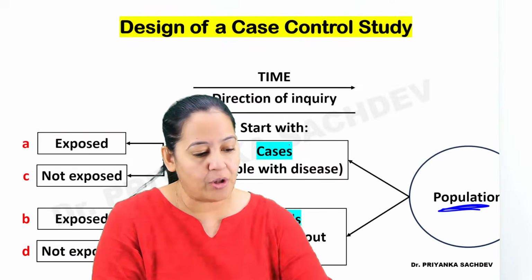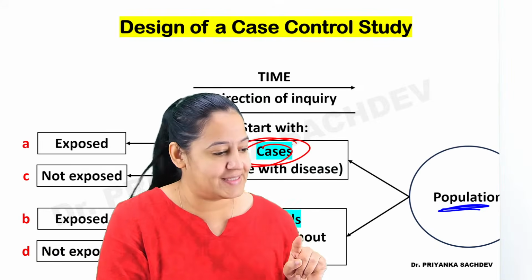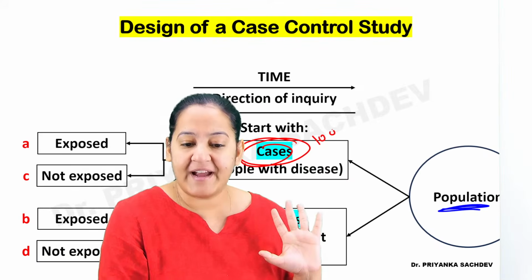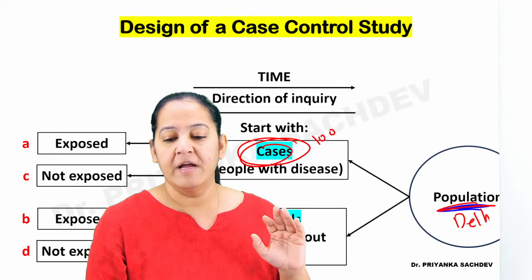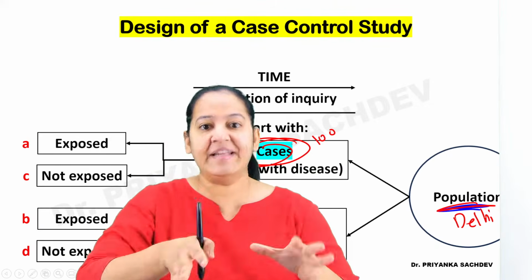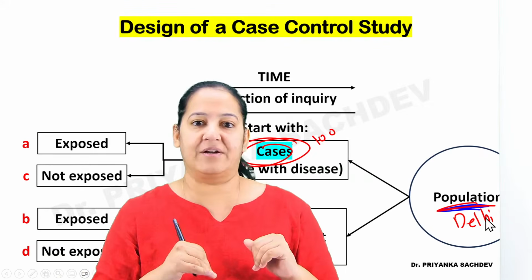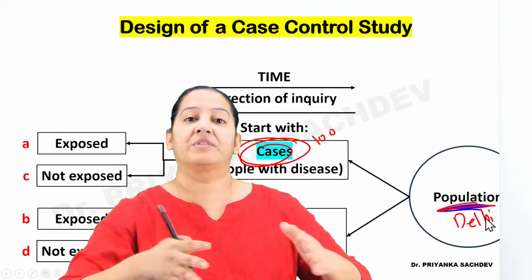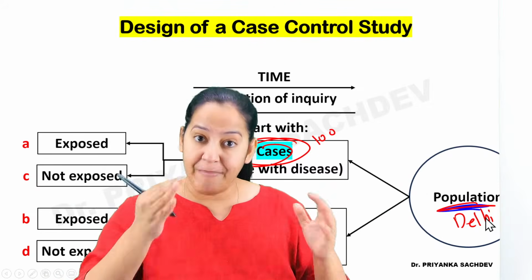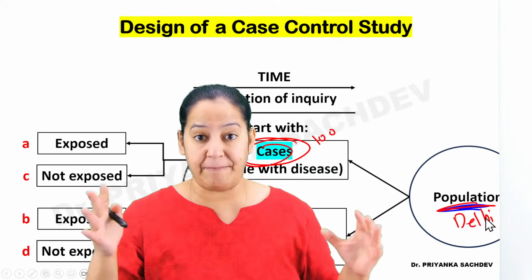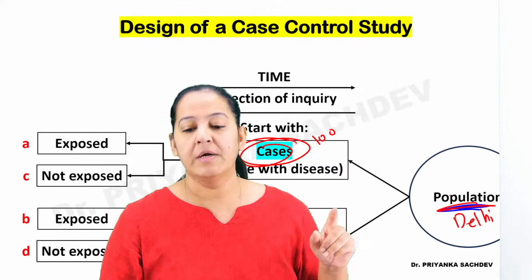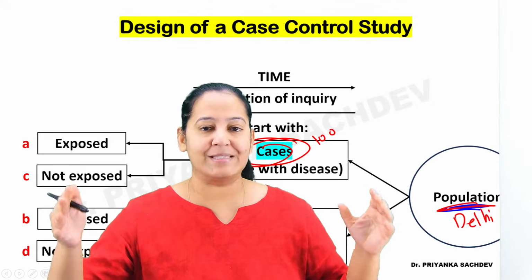I will call them cases. These are my cases. I will take 100 cases from my population. Imagine my population is the Delhi population, or I will define a community in Delhi. That is my population under study. The larger the sample group and the larger the population, the better the results; you can rely on the results more. So take the population as big as possible.